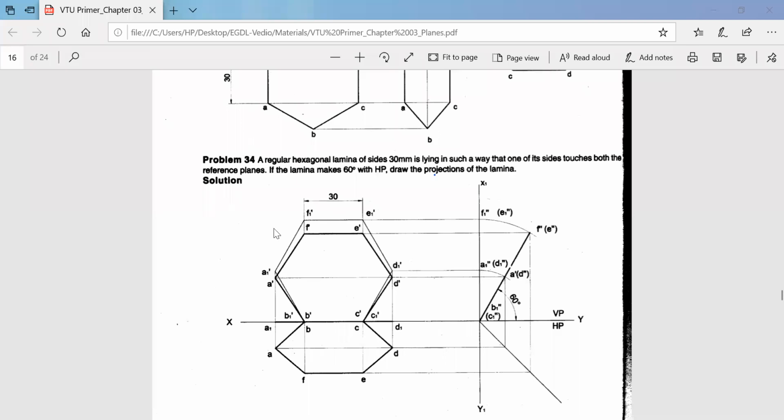Similarly, when the observer views from here, F dash and E dash are on the same line. F dash will be visible, but E dash will be hidden. So when you project this in the side view, you have to write F double dash and E double dash. So you now have the side views. Similarly, at this point you have B dash and C dash. When the observer views from here, B dash will be visible and C dash will be hidden. So you will write B double dash outside and C double dash inside. So you did the naming of it.